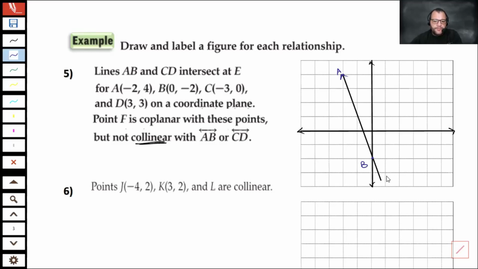That's the first line. Okay, we have the second line, which is -3 and 0, and the point C, 3 and 3. So we have a line.